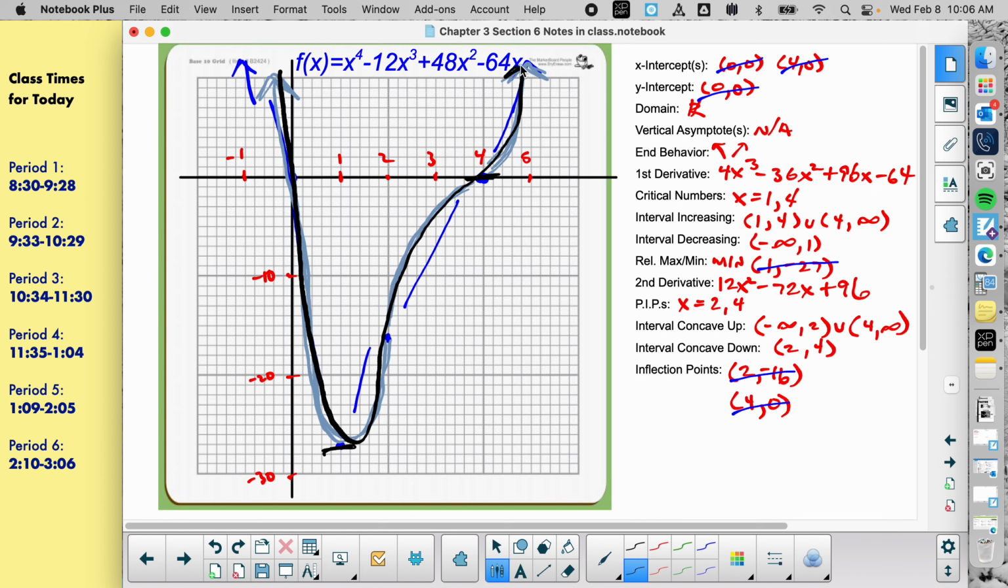If you want to check yours, you can always graph it on the calculator afterwards to see if you did it right. It should look pretty much like this. Mine is going to be a lot wider than yours because I stretched my scale. There was our 45-minute problem.